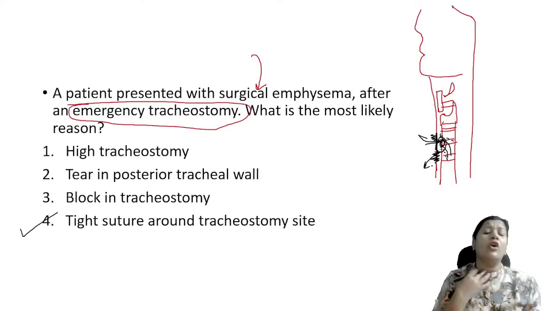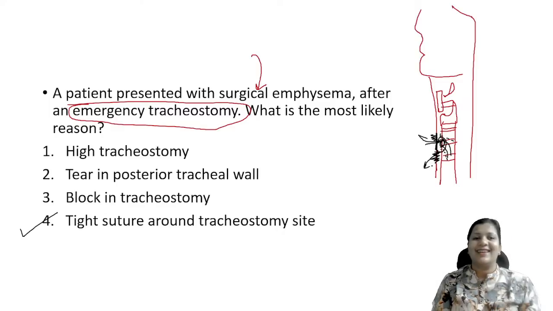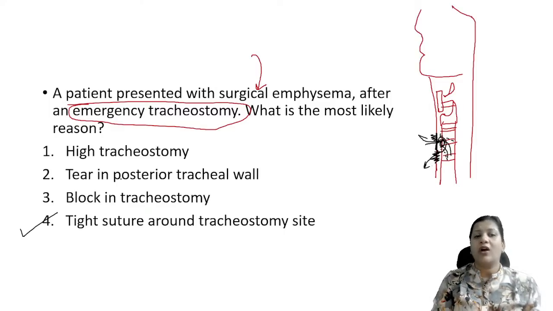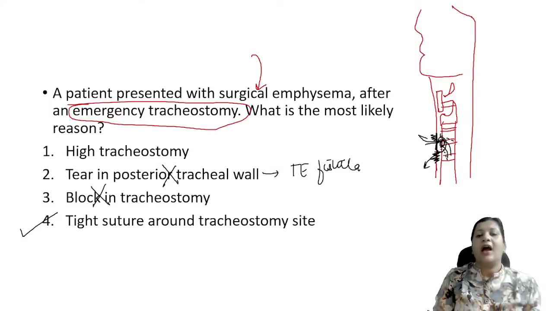So always do not do a tight suturing, do a little loose suturing to allow the air to escape, just in case there is any leak around the tracheostoma. So most likely reason, block will not present to you with surgical emphysema but as respiratory distress and falling saturation. Injury to posterior tracheal wall will result in a tracheoesophageal fistula. High tracheostomy will possibly result in subglottic stenosis.